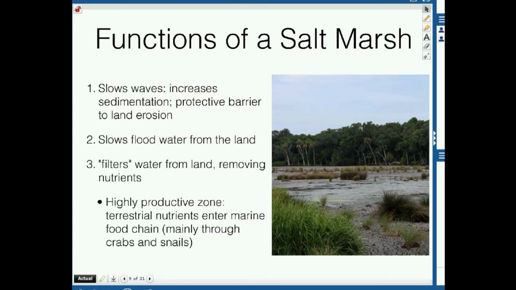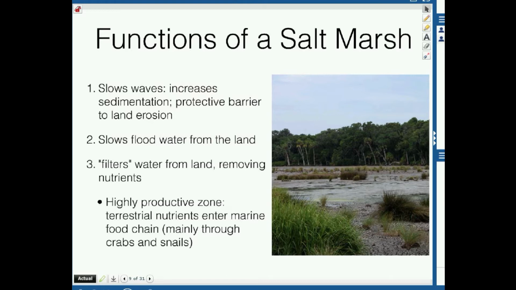So a lot of times there's a lot of filter feeding organisms. Salt marshes tend to have lots of oysters and clams and things like that. And they are really good at filtering water. So they'll remove a lot of the nutrients from the land. So they'll kind of protect the ocean from a lot of that nutrient-rich runoff. Like, for example, usually nitrogen and phosphorus from fertilizers and things like that. So that's super important.